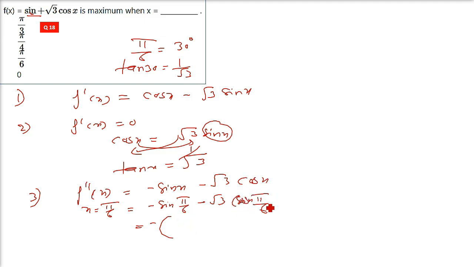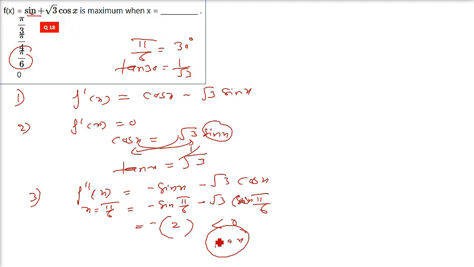And this is cos pi by 6. So sine pi by 6, as I just indicated, sine pi by 6 or sine 30 degree is 1 by 2, and cos 30 degree is root 3 by 2. So you can have half plus root 3 into root 3 by 2, so 3 by 2. So this is the value which you get, which is negative 2, which is less than 0. You are going to get a maximum value.